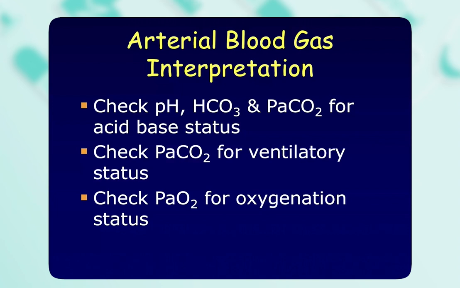Check carbon dioxide for ventilatory status. Ventilatory status means basically carbon dioxide removal, and it is the functioning of the pump, the ventilatory pump, which includes the diaphragm and your respiratory muscles. So basically, type 2 respiratory failure. And check partial pressure of oxygen, PaO2, for oxygenation status.